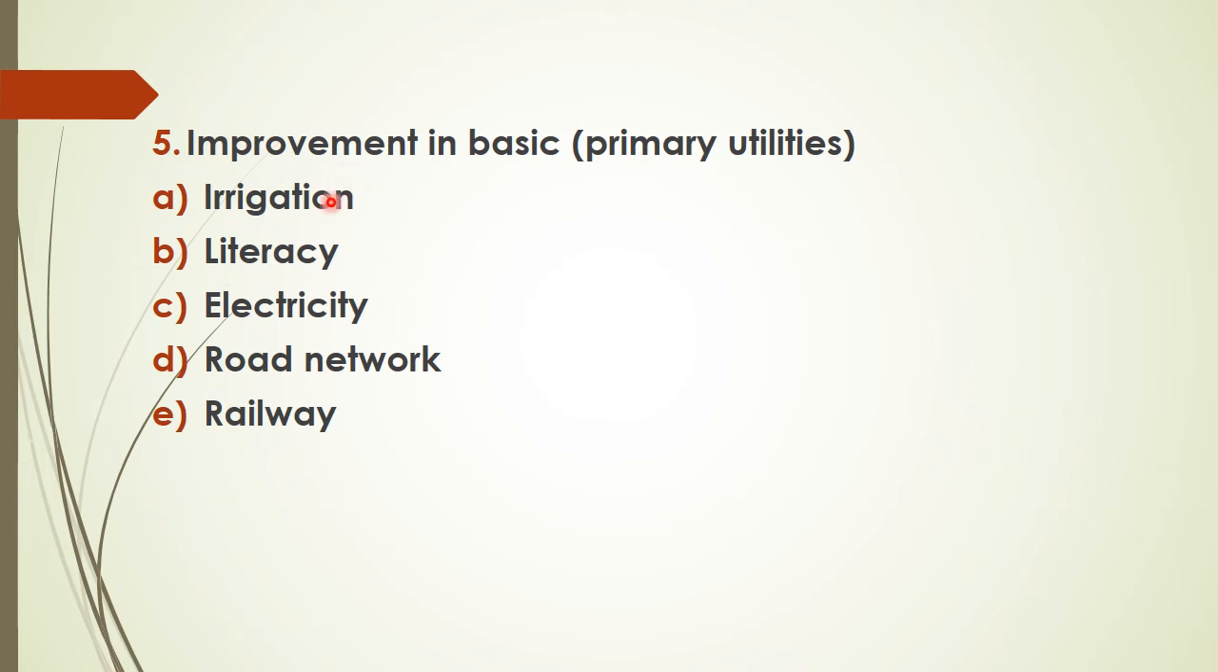Now the first one, irrigation. If we compare the data of all these utilities, in the year 1950-51, only 22.6 hectare of land across the country was irrigated, which increased to 63 in the year 2012-13. So we can say that about 45% of the total agricultural land has irrigation facilities in present times.